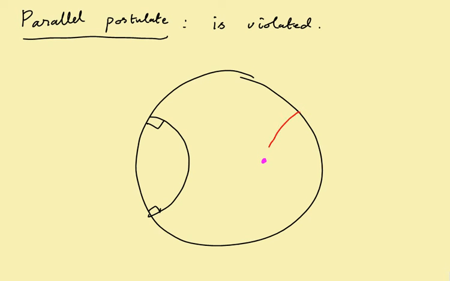Well, here's a line, a line in the sense of a geodesic. It passes through this point and it is not parallel to it. Here's another. And there are plenty of them.